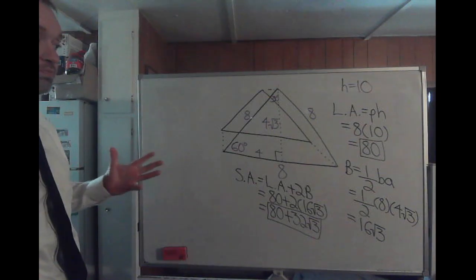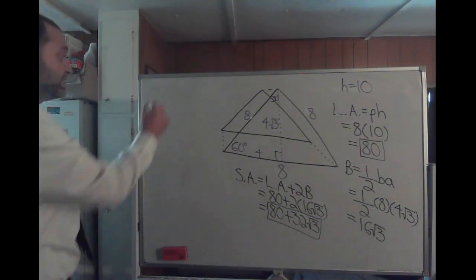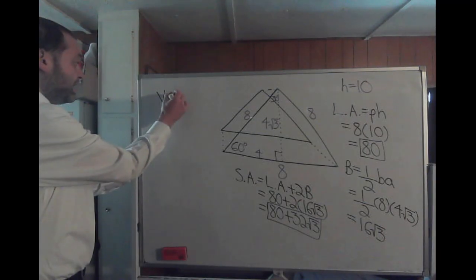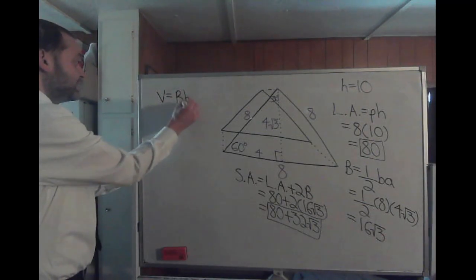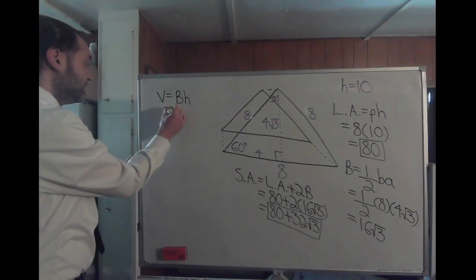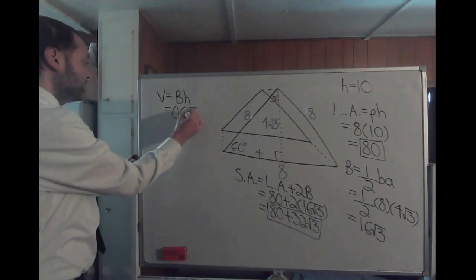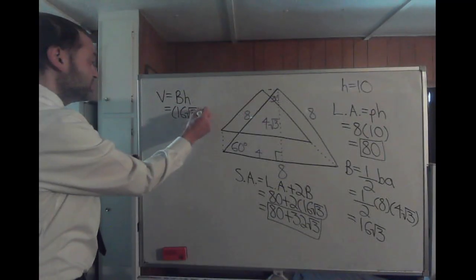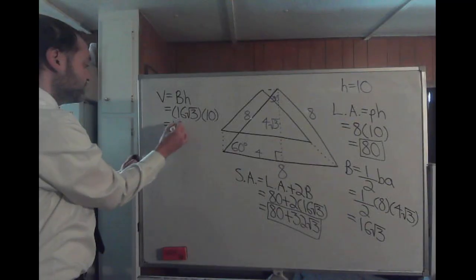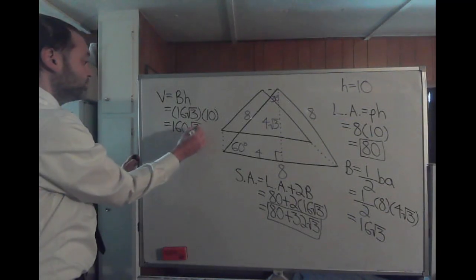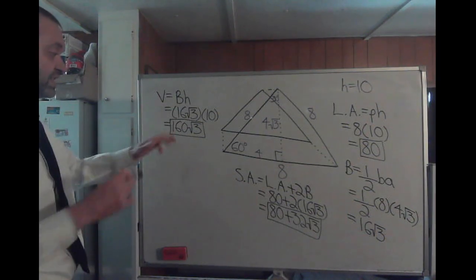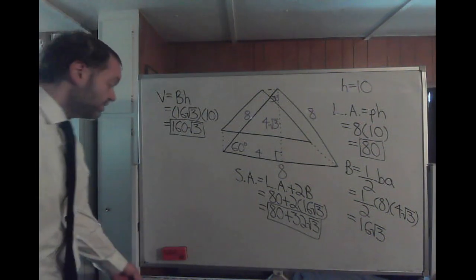Now that we know the area of the base, we can find the volume also. Volume again equals area of the base times the height of the prism. The area of the base was determined to be 16 times the square root of 3 square units, then times the height of the prism, which was 10 units. So your volume would be 160 times the square root of 3 cubic units. So that's your volume, 160 times the square root of 3 cubic units.